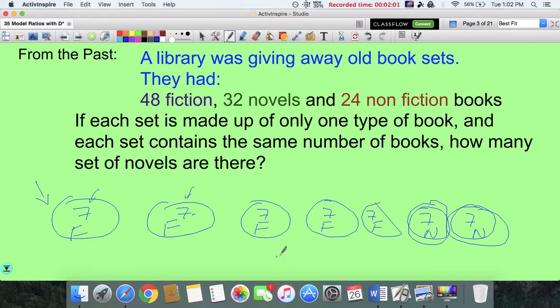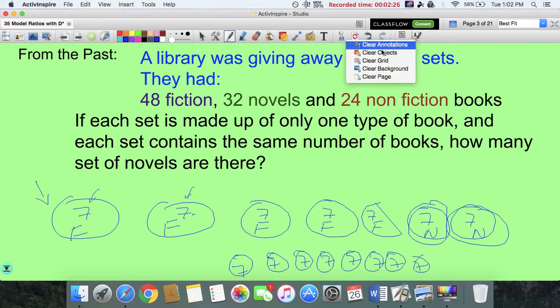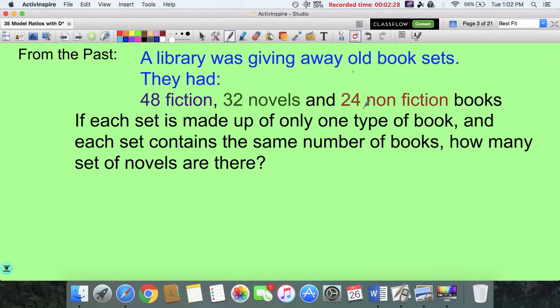And then the novels, let's say you make 8 sets of novels, 1, 2, 3, 4. You should have also 7 in each. I'm not saying these are the correct answers because obviously they're not. But make sure you separate them into sets that have the same type and the same number. So this is a GCF problem.